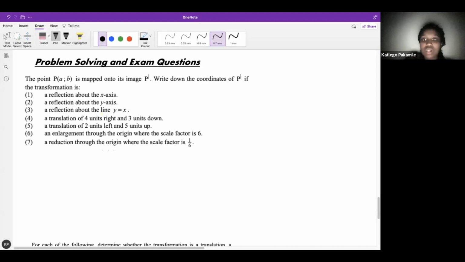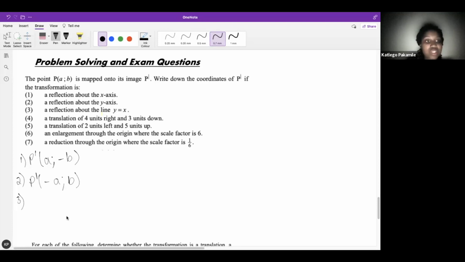Nice, I already see quick answers for the first one. You guys are saying a reflection about the x-axis, the y will change. So then what will the coordinate be? There we go. So number one is P prime will be (A, negative B). I'm trying to say A and negative B. Okay, number two says reflection on the y-axis. This time P prime is nice, (negative A, B).